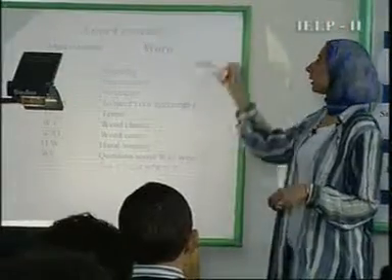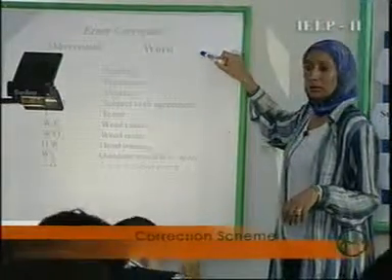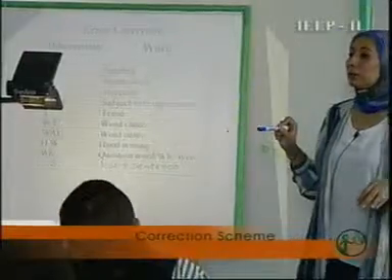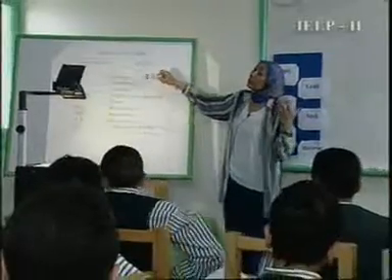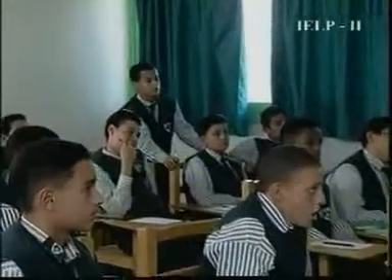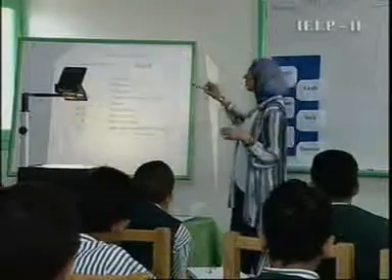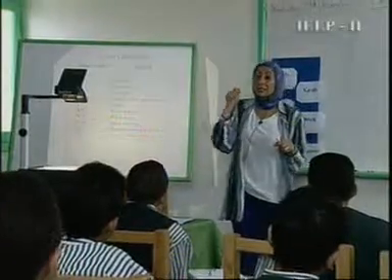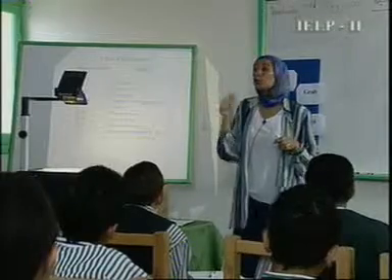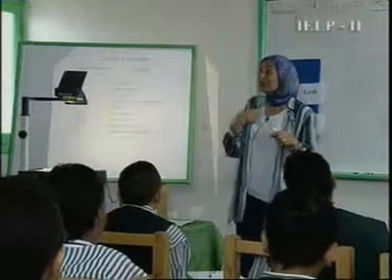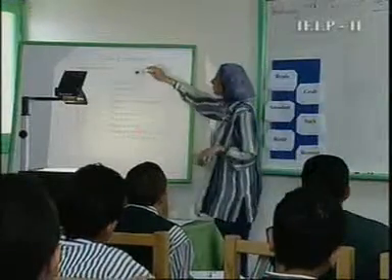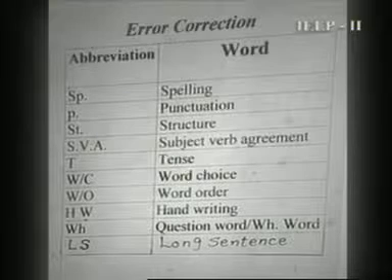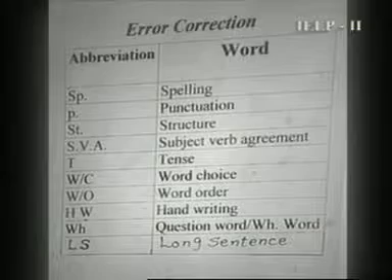The abbreviation. Here we have a scheme of correction. The teacher explains the scheme of correction, explaining some symbols to be used by the students for correcting mistakes. So if you find SP, you will think of spelling. There must be a spelling mistake, which should be corrected by ourselves. Yes, very good. So SP stands for spelling, ST for structure, SVA for subject verb agreement.